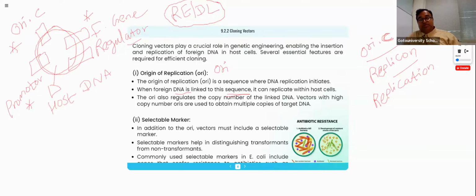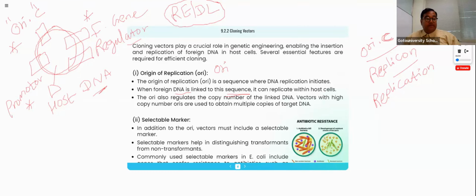Promoter gene should support the foreign gene introduction. Origin of replication should support the foreign gene introduction and multiplication. Host DNA should support. So by keeping all the associated genes in the plasmid, we are introducing. So origin of replication is very, very important. Why is it important?